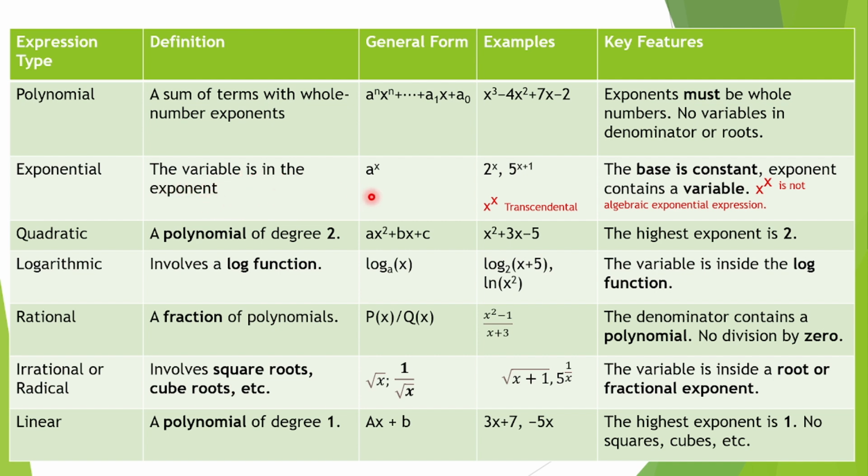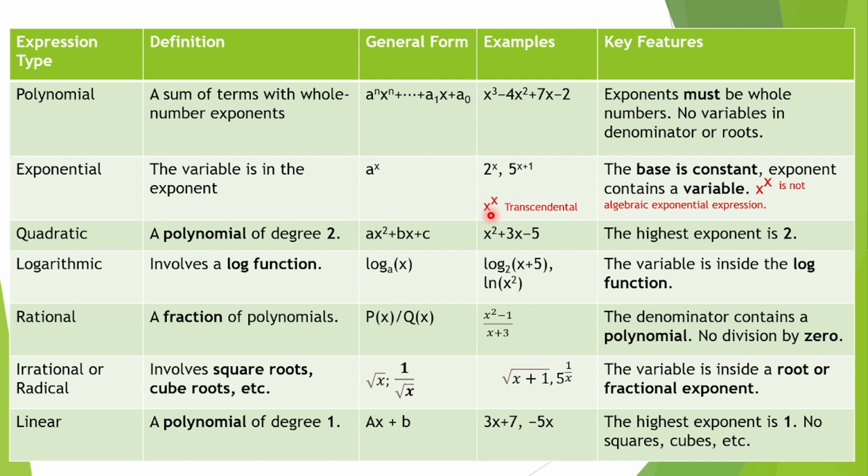For example, a^x is the general form and examples are 2 raised to the power of x and 5 raised to the power of x plus 5. The base is constant, exponent contains a variable. So this is called exponential expression. Please note that some students get confused in the form like x^x.